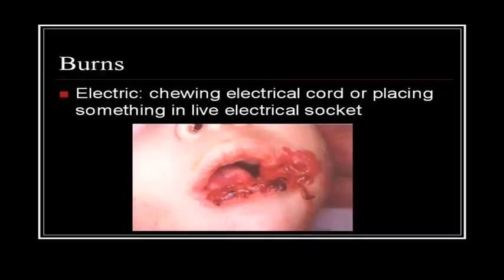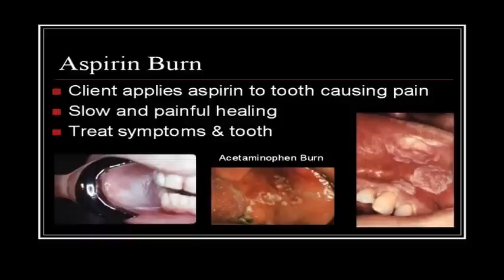Oral burns are a particularly unfortunate lesion. The first that we'll look at is the electrical burn. This is often seen in infants or toddlers where they've chewed through an electrical cord or have placed something live in an electrical socket. Most of these are completely preventable, and that's why we child-proof our homes for exactly this kind of lesion. Another common burn is aspirin burn. Aspirin burn occurs when a client places the aspirin directly on the tooth or the tissue causing the pain.